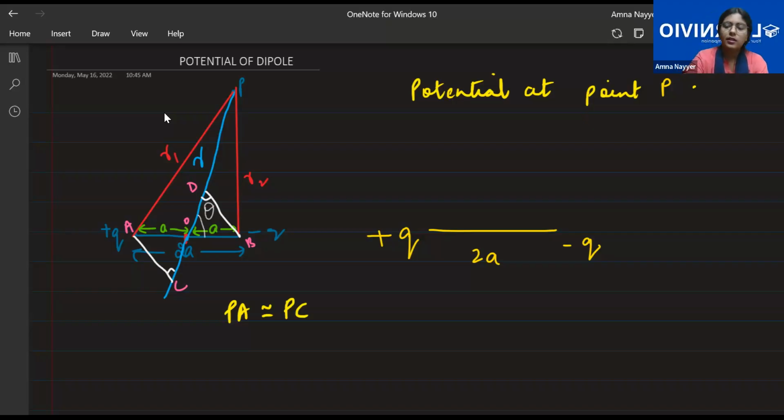Now look, this is plus q, this is minus q, the separation between them is 2a. So half of it, this will be a, this will be a, right? Now look, at a point P, a random point P is taken. This is not axial, this is not equatorial.